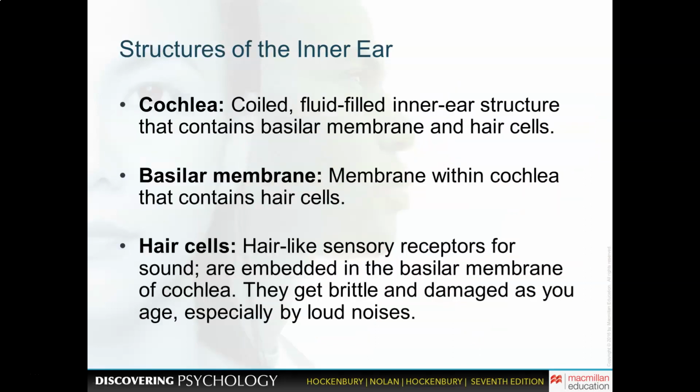Moving forward. So we already talked about the structures so far. Now we're going to look at just some of the structures of the inner ear, and this is how the sound actually gets to our brains. So first of all, we have what's called the cochlea. That's a very coiled, fluid-filled inner ear structure that contains what's called our basilar membrane and our hair cells. So those hair cells, those are like receptors for sound.